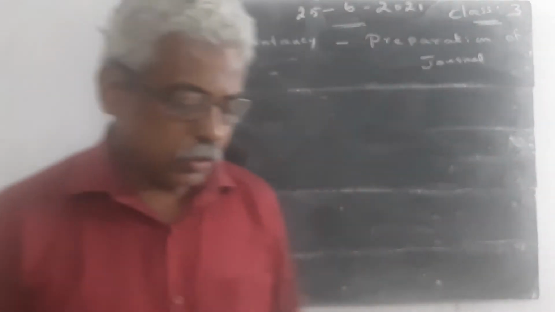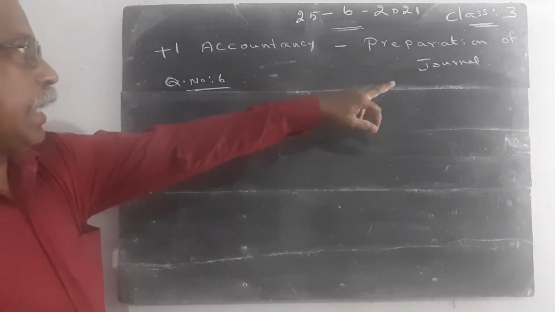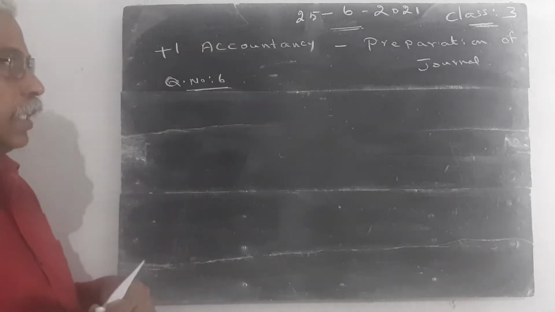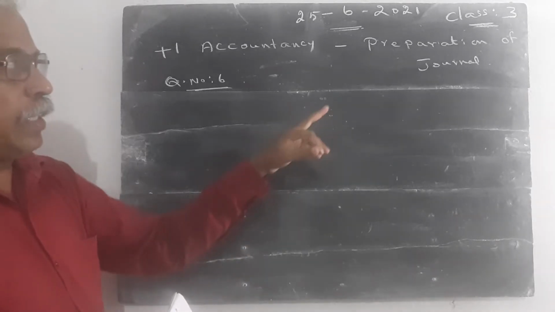Dear students, the remaining questions we will study now. Preparation of journal, Plus 1 accountancy. In the last classes, we studied how to prepare the journal. This is a fundamental class, for those who joined the Plus 1 accountancy group. Questions up to question number 5 we have completed. Question number 6 onwards we will discuss today. Question number 6 to question number 10 I will try to explain today.